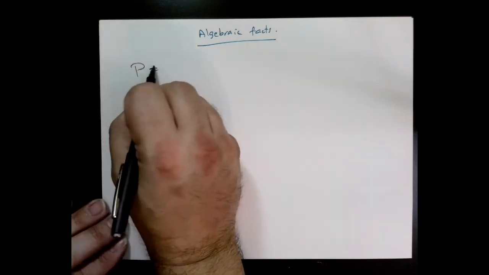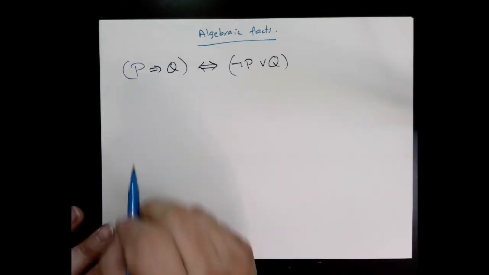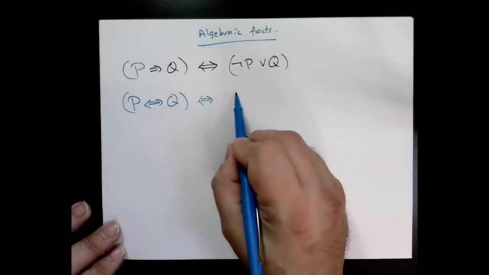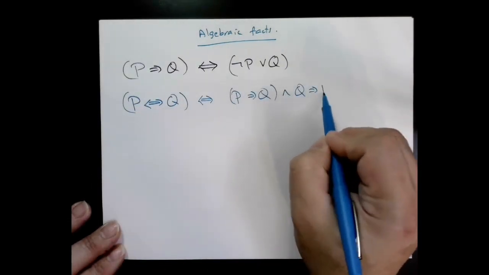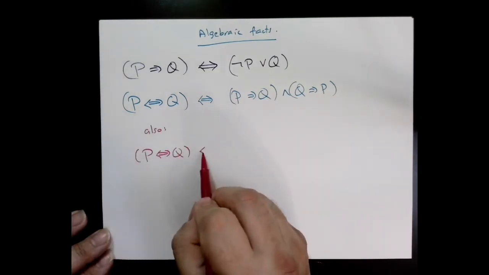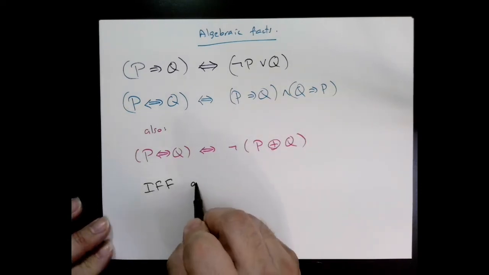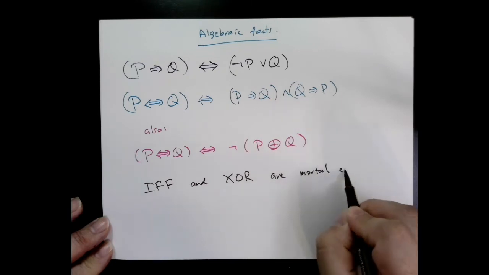Now there are some algebraic facts that are really useful, and we'll talk about these in depth in the next lecture. Instead of saying P implies Q, we can replace that with not P or Q. P if and only if Q is equivalent to saying P implies Q and Q implies P. As I said, these ideas are going to be very central in our ways we attack how to prove things. It's also true that P if and only if Q is the negation of P XOR Q. So if and only if and XOR are completely opposite of each other.